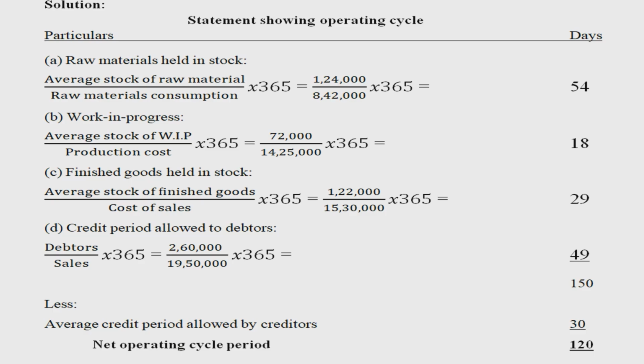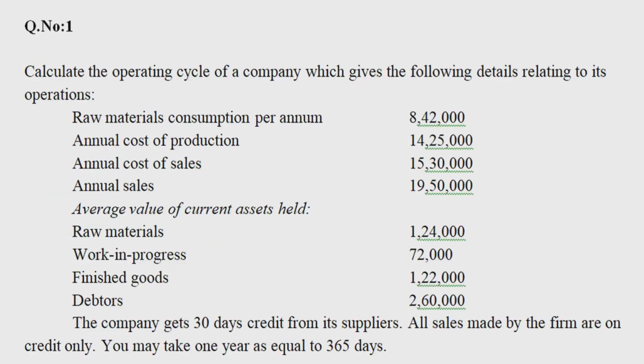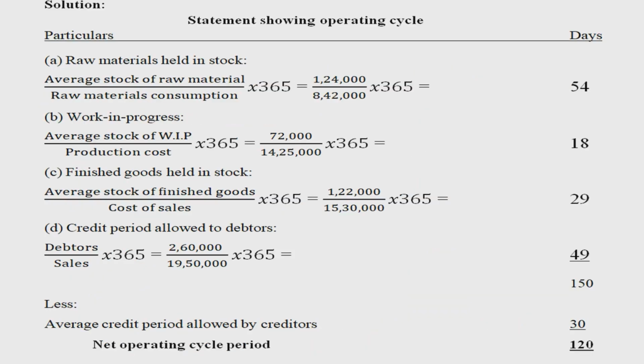Next, finished goods held in stock. The formula is average stock of finished goods divided by cost of sales into 365. Average stock of finished goods given here is 1,22,000 divided by the annual cost of sales of 15,30,000, into 365 days. We will get 29 days.